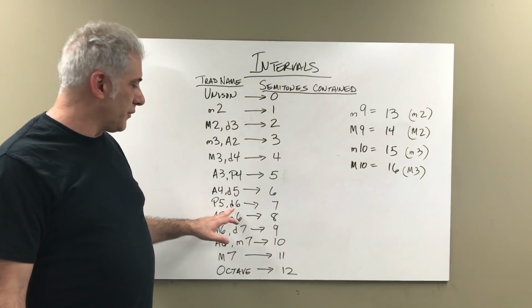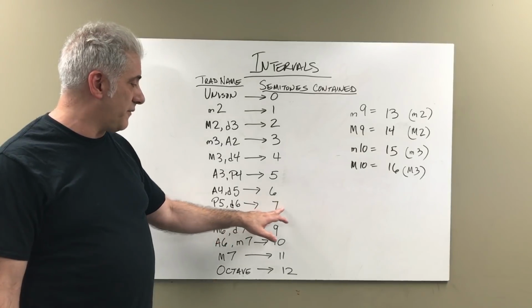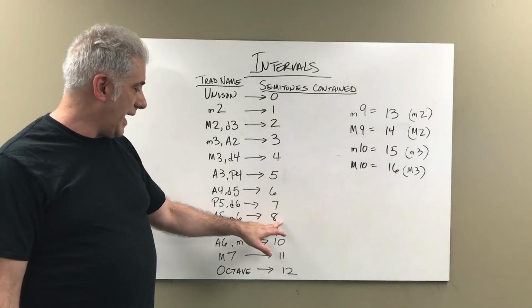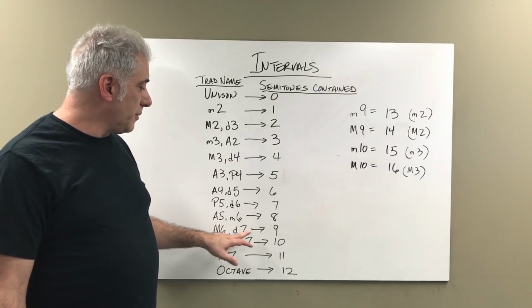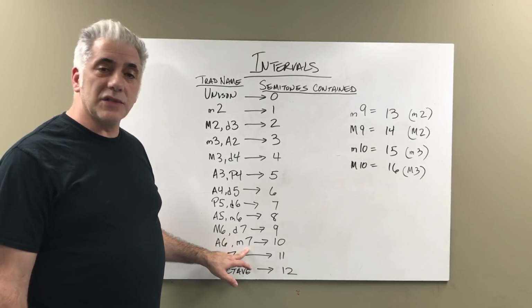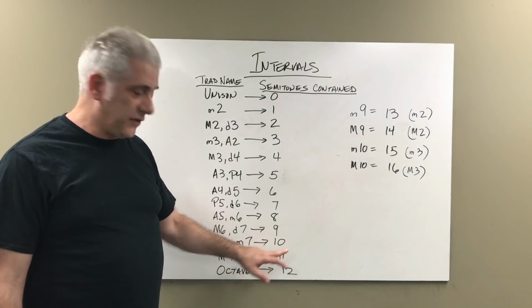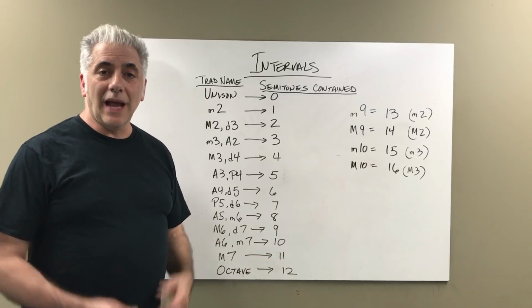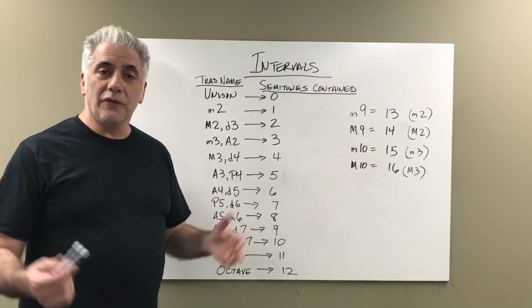Perfect fifth, also called a diminished sixth, is 7 half steps. Augmented fifth or minor sixth is 8. The major sixth or diminished seventh is 9. The augmented sixth or minor seventh are 10 half steps. And the major seventh is 11 half steps. The octave, as we know, is 12 half steps.